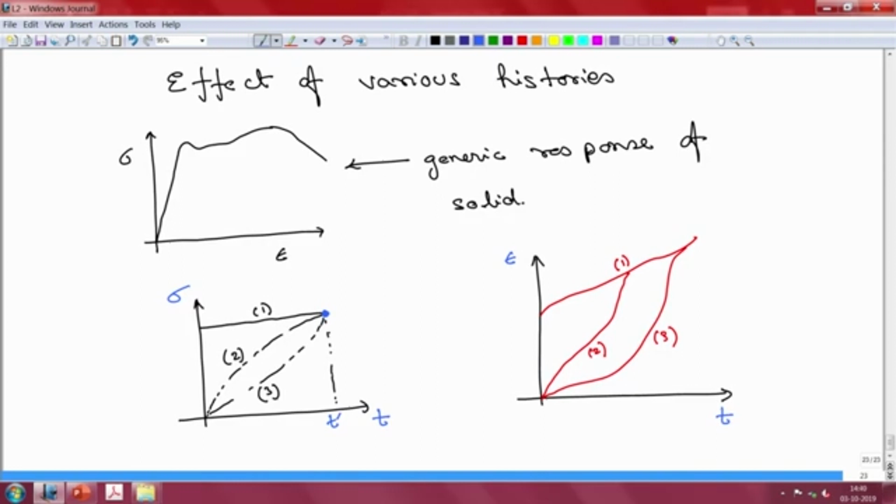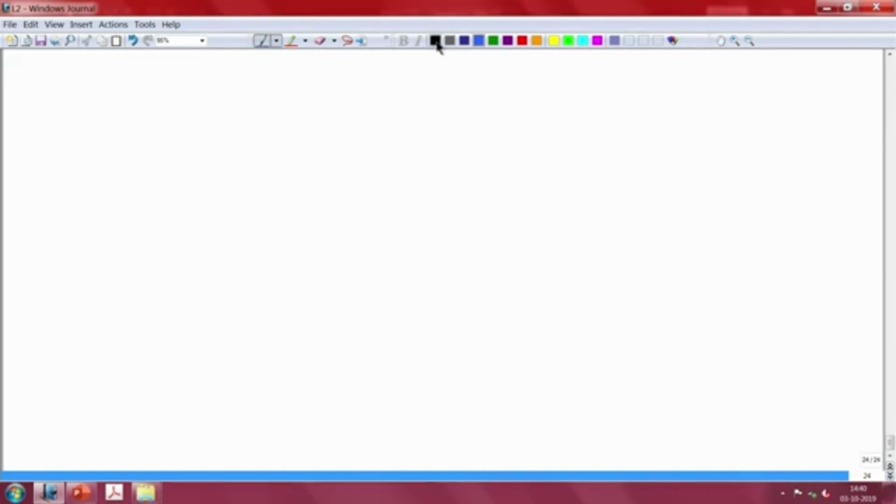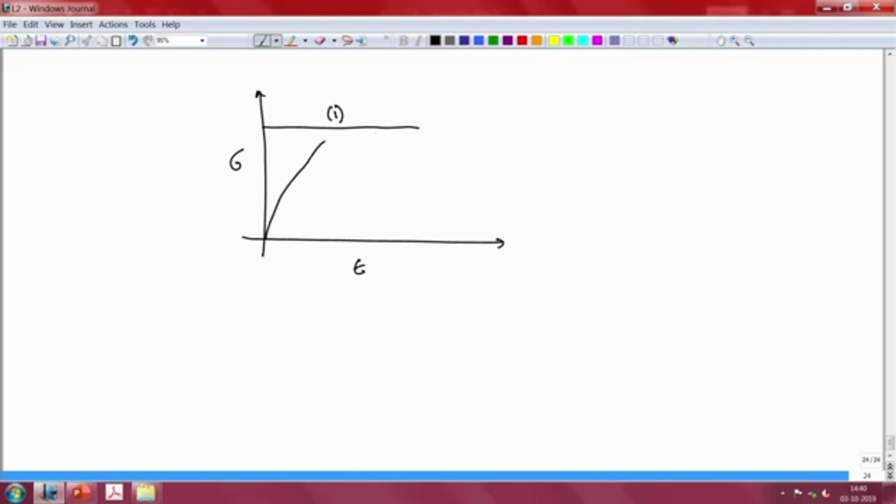So, when you create a graph of stress versus strain, what you find is the responses are no longer unique. In the first path, this is what it might look like. The second path, and then this is your third path.